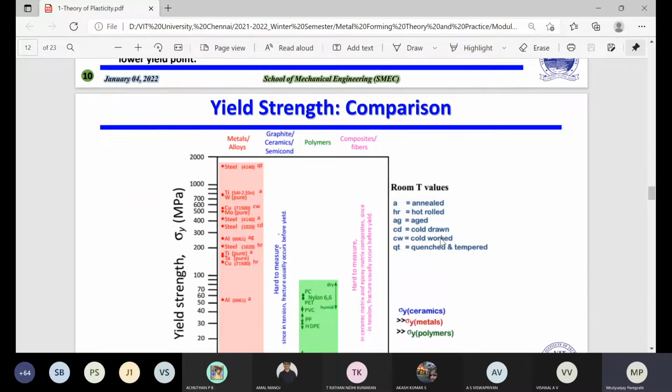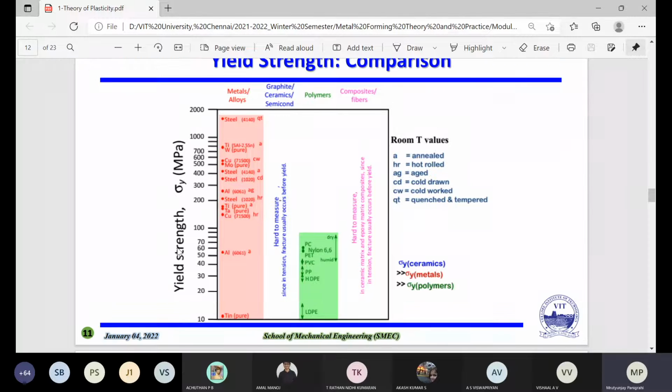Then one more thing, the yield strength, when we are comparing, because right now we are talking only about, for example, metal. But apart from metal, we also have other materials. For example, if you see the yield strength here in the y-axis, and on the x-axis we have different kinds of materials, for example metals and alloys, graphite, polymers or composite fibers. So you can see how the yield strength compares with the others. For example, steel has a higher yield strength. Similarly titanium, tungsten, copper, molybdenum, you can find in this way. Whereas if you go for the polymer, you can find the yield strength is here.